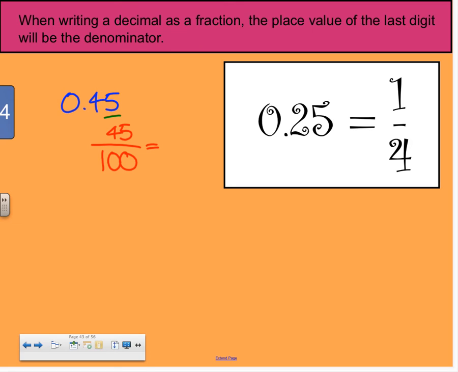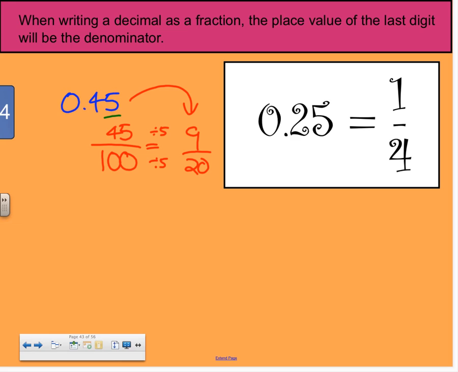Well, does it look like 5 would be the easy one to go into both of them? Okay, what's 45 divided by 5? That would be 9, right? And what's 100 divided by 5? Very good. All right, and I don't think they have any more common factors. So 0.45 as a fraction is 9 over 20.